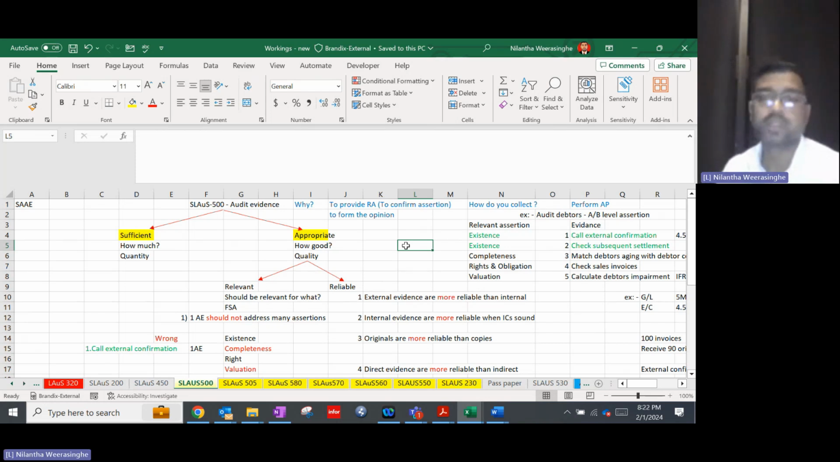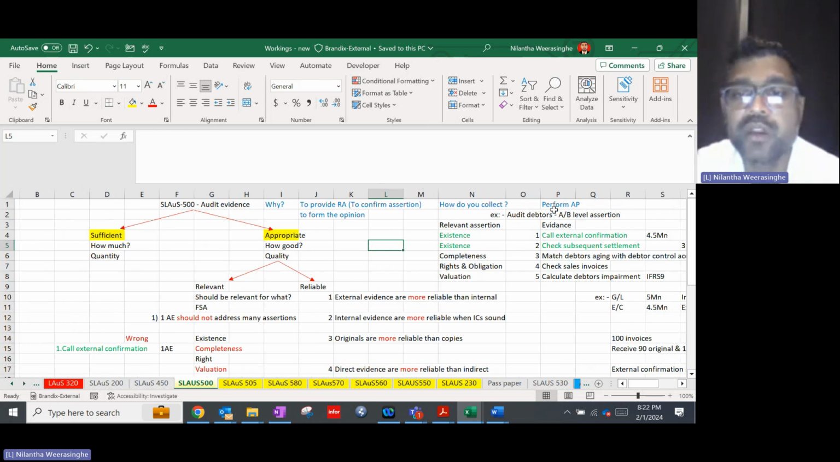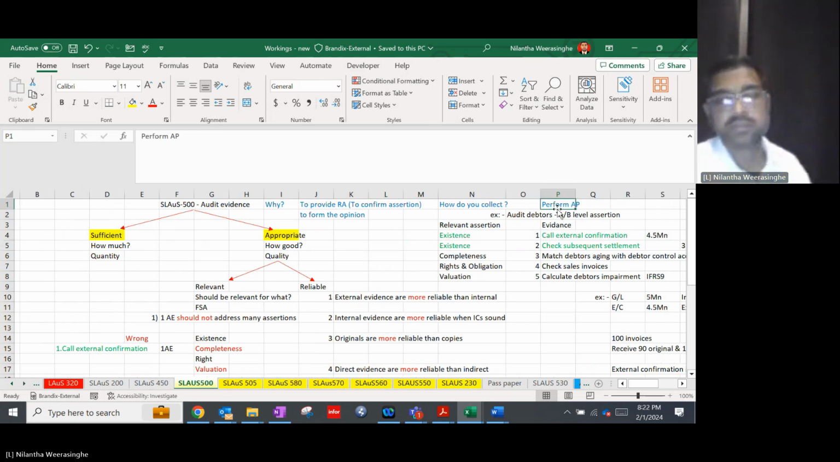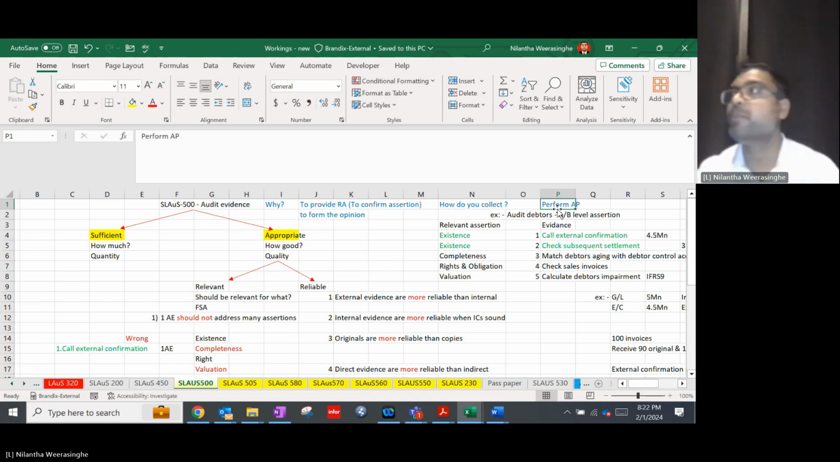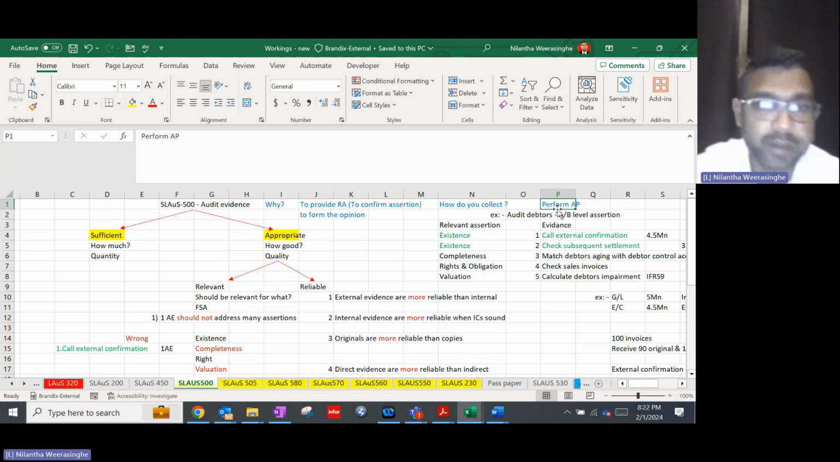You have to do something. What are you doing? You perform audit procedures. Two questions I clarified. Why do we require audit evidence? To provide reasonable assurance. How do you collect audit evidence? By performing audit procedures. Right? Fine. Done. We have answered those questions.